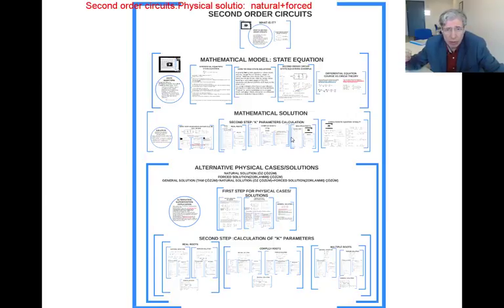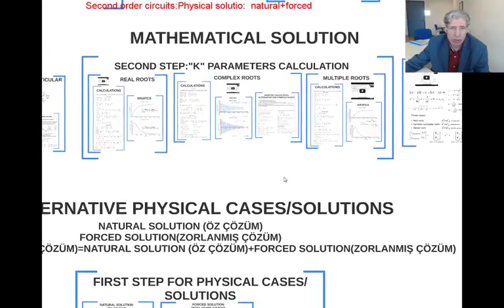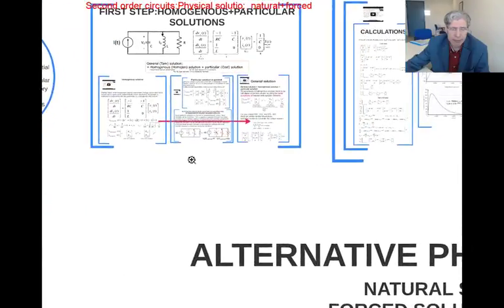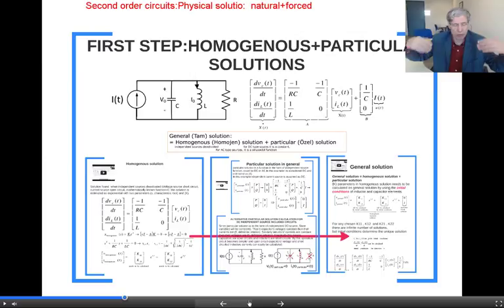That means to find a mathematical solution to an ordinary differential equation, you've got to find the homogeneous solution and then find the particular solution, add them up, and find the general solution. So the new thing that we introduce for this second order circuit in the mathematical solution is this. Just to remind you what we have done and what we will be doing.